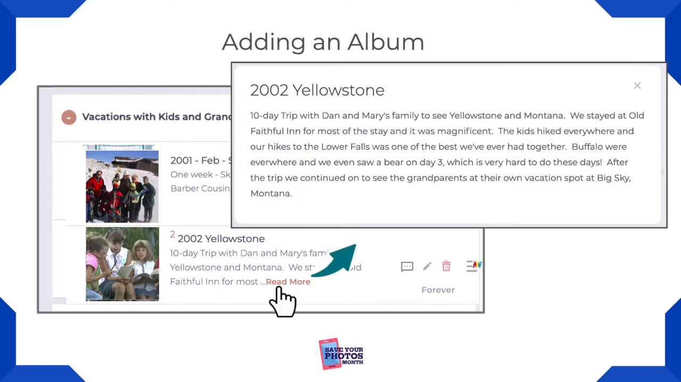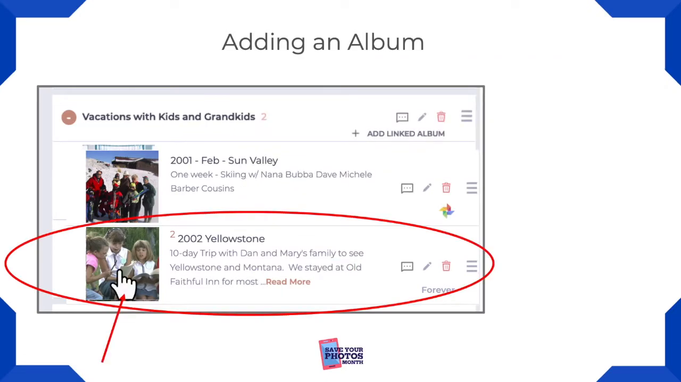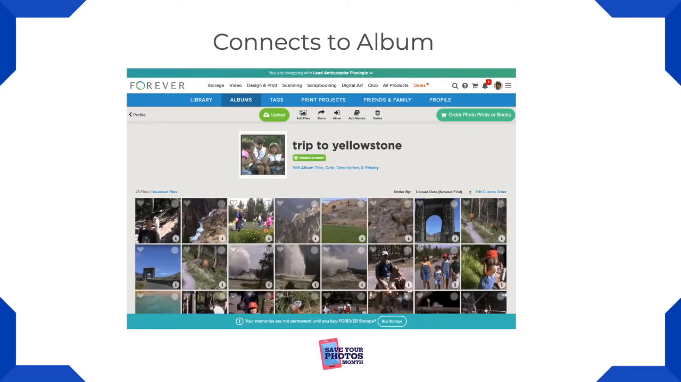If the description is long, clicking anywhere in the text brings up the full summary. Once added to a collection page, clicking the preview image opens a new tab in your browser and opens the album in the site where it is hosted. So here's our Yellowstone trip album as seen in Forever.